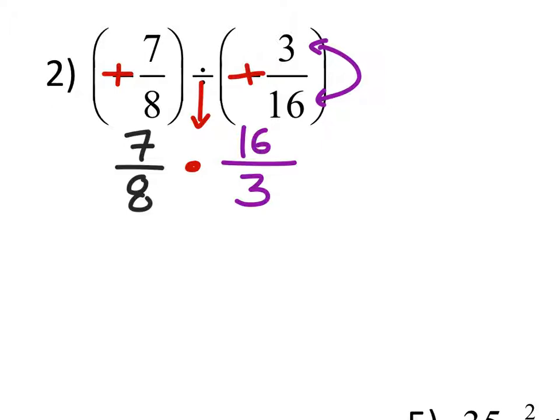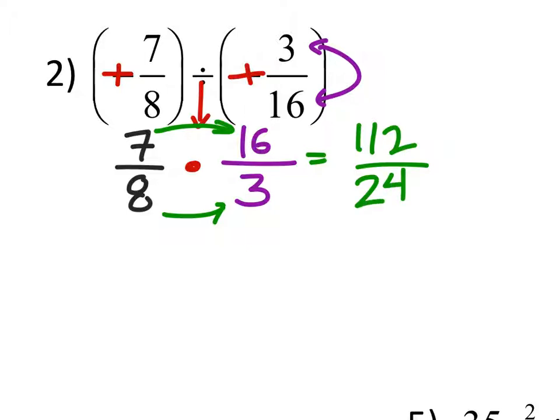Now some of you would cross-simplify the 8 and 16, but let's say we didn't notice that because we don't have to. So 7 times 16, 112, over 8 times 3, which is 24. Now these are both even numbers, so we should be able to at least divide by 2. And that would give us 56 over 12.